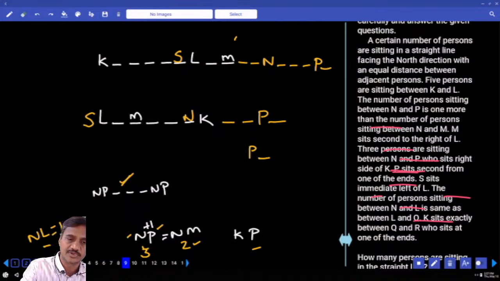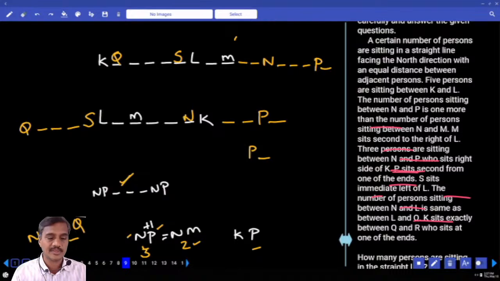1, 2, 3, 4, Q must be here. L must be in between N and Q. Hence, we need to have four persons, 1, 2, 3, 4. Then Q is here. How many are there in between N and L? N and L 4, and L and Q there are 4 people. Then next one, K sits exactly between Q and R.